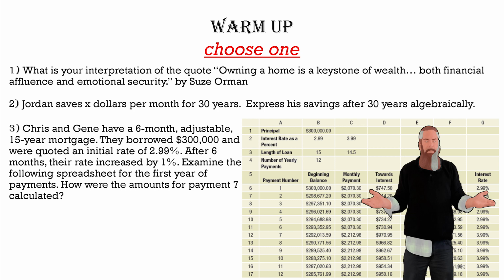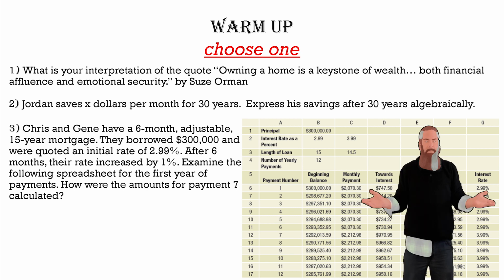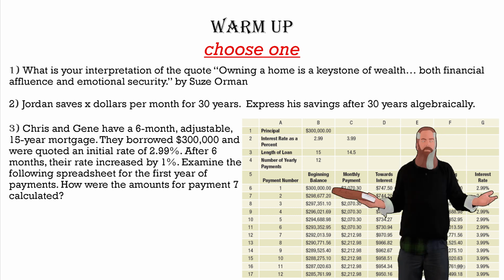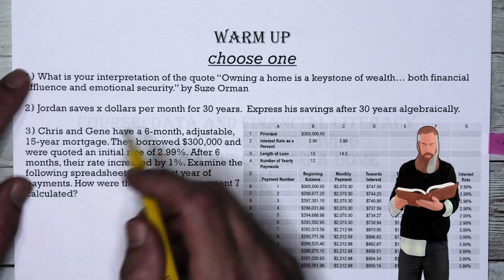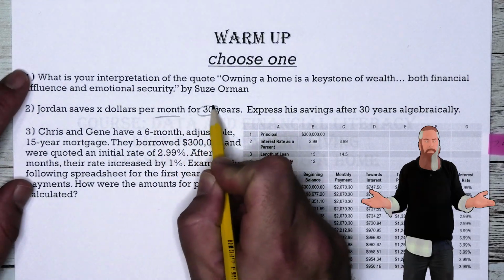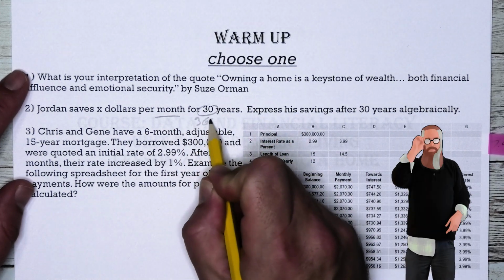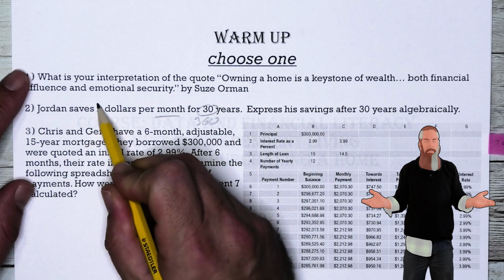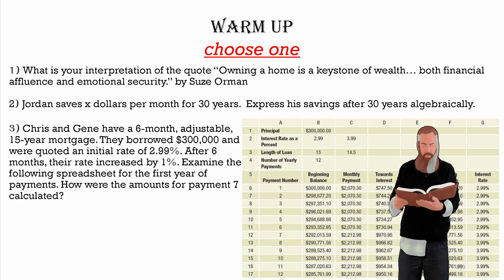Before we begin, let's make sure we're ready for this lesson by looking at warm-up number 2. Jordan saves X dollars per month for 30 years. Express his savings after 30 years algebraically. Well, if he saves it every single month for 30 years, that's 12 times 30, which is 360 total times saved of X dollars. So 360 times X.